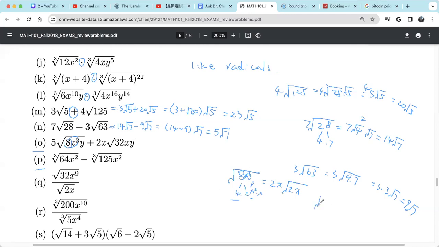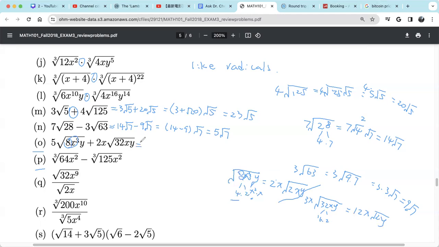Well, let's check the next one, 32xy. Oh, but this time, the first time we have y in the ax cubed y. So we have 2xy. With this one, 32 is 16 times 2. The square root of 16 is 4. 4 times 3 is 12. So we get 12x square root of 2xy.